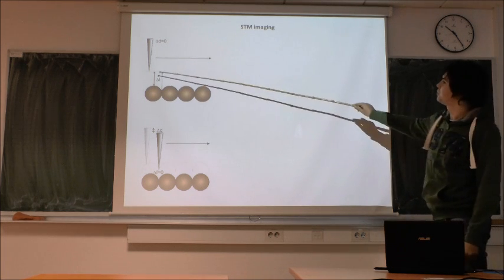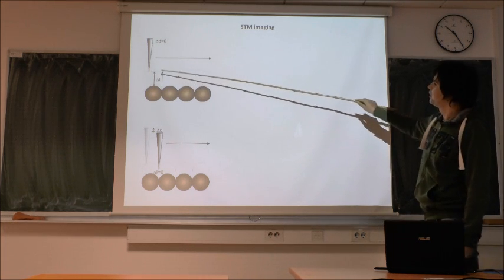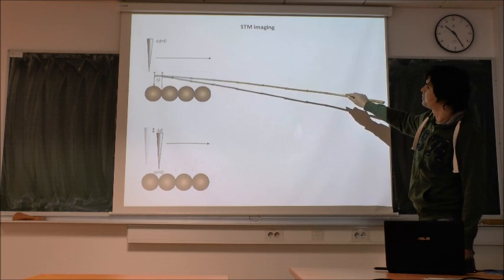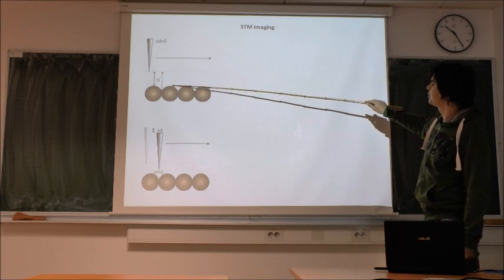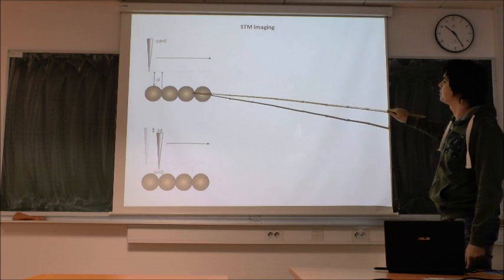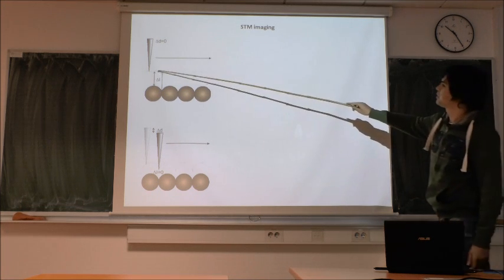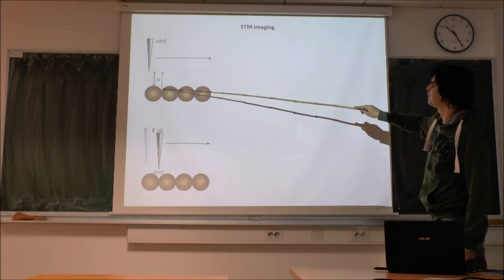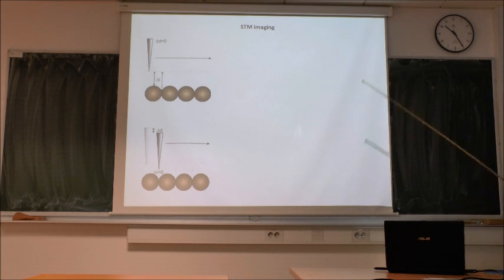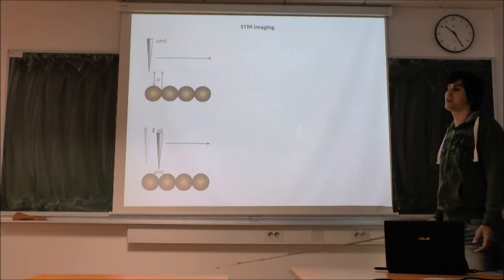What happens is, when this tip moves to the right, the distance will increase, then get shorter again, increase, and so on. This means higher tunneling current, this means lower tunneling current. And if you make a picture of the tunneling current versus the position of the STM tip, we can get a nice two-dimensional image of basically the topography of the sample surface.